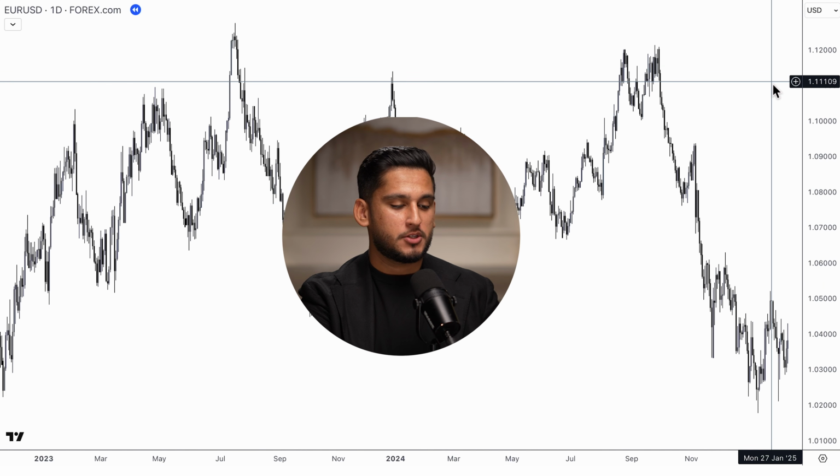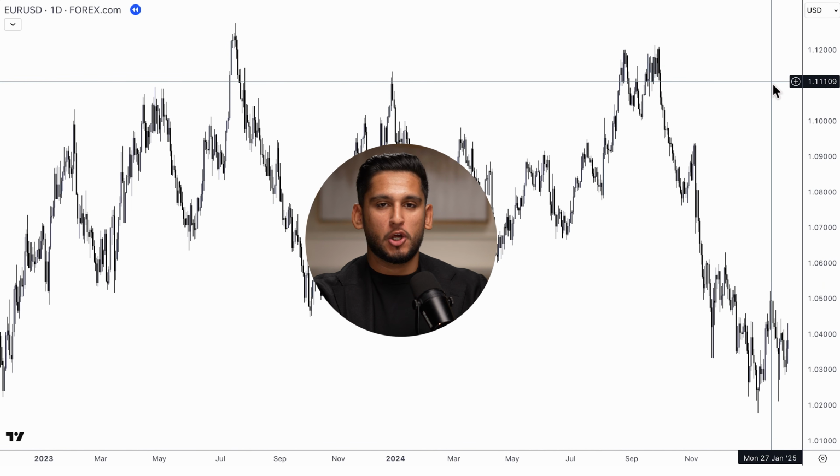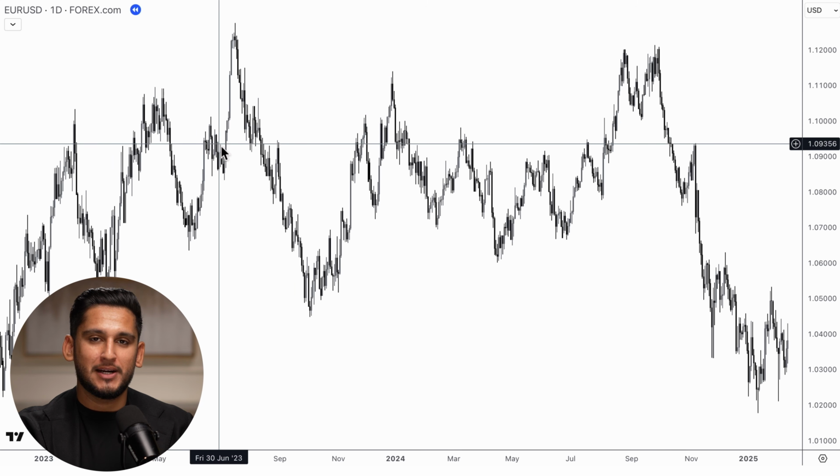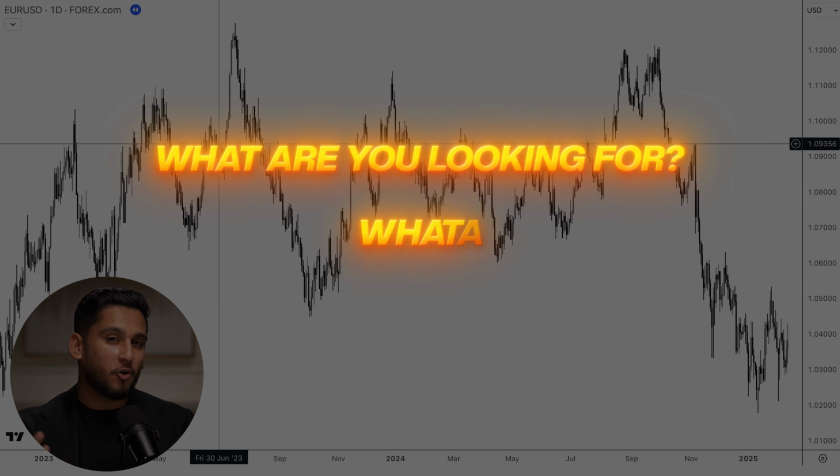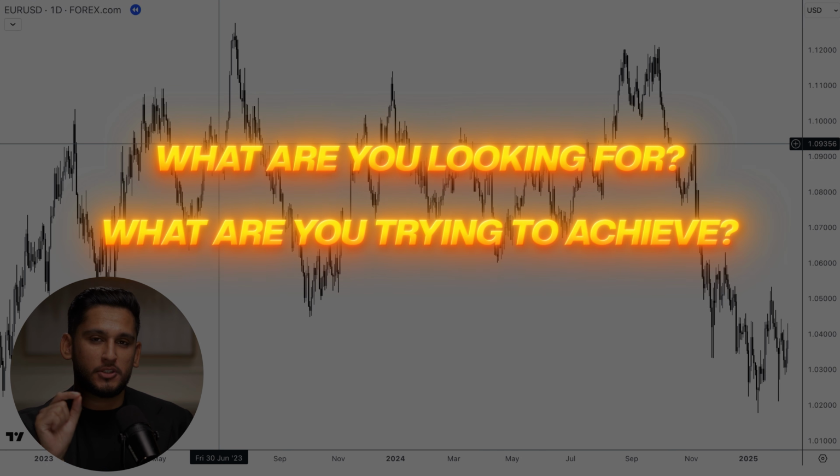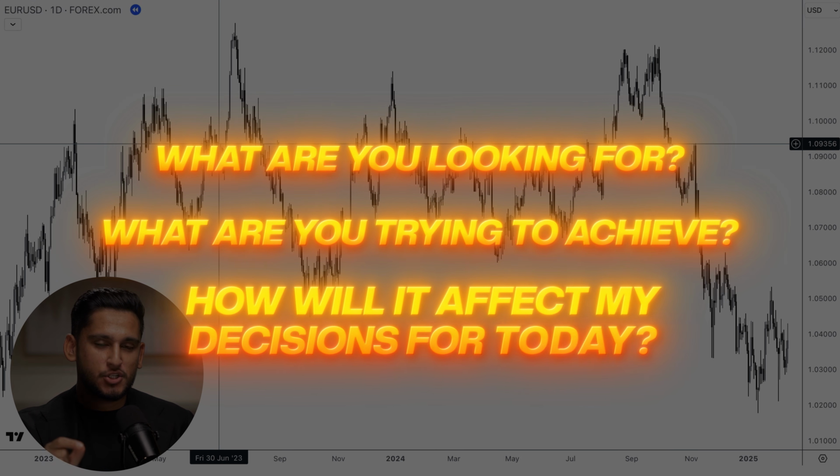When you come to this chart, you might get a lot of ideas. You might start drawing a lot of things. You might analyze each little corner of price to get everything out of it. What are you really looking for? What are you trying to achieve? And most importantly, the question you need to ask yourself: how will it affect my decisions for today?